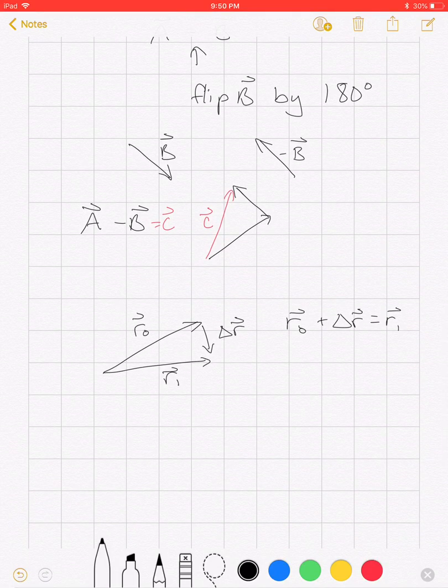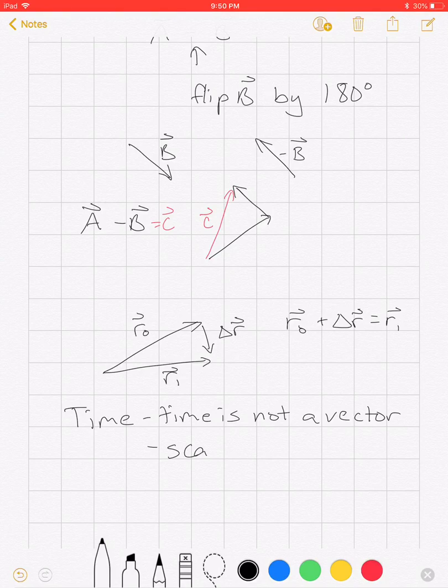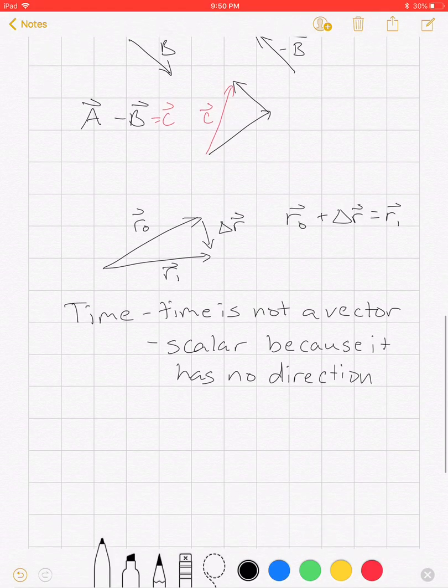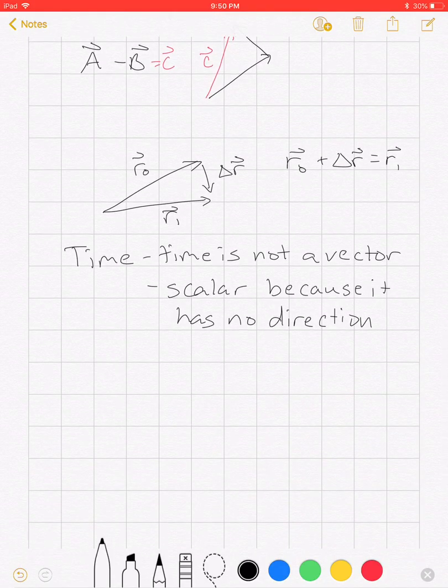Now, one thing I want to note is time. Time is not a vector. It doesn't have a direction, even though we think about moving backwards in time. Realistically, we can't. So we just basically have something called a scalar here. Scalar because it has no direction. Now, that isn't to say it's not useful. We use lots of scalar values that are useful. Temperature is another good example.